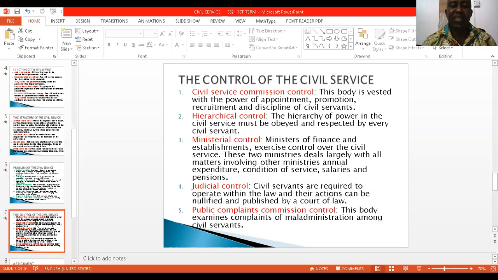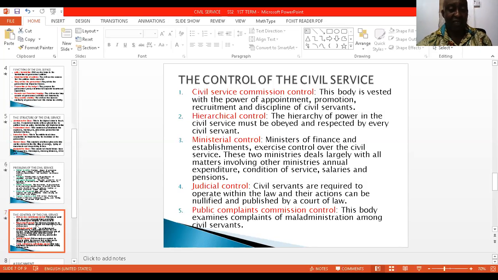Okay, Civil Service Commission control. This body is vested with the power of appointment, promotion, recruitment, and discipline of the civil servants. That's the Civil Service Commission. It's a neutral body also set aside. So this body controls the appointment of people into the civil service. They promote them. They discipline them, people that are not getting it right. So based on the fear of the Civil Service Commission, they will get their work done right.